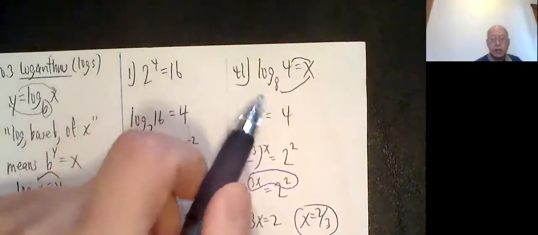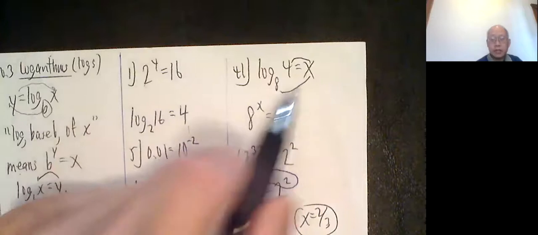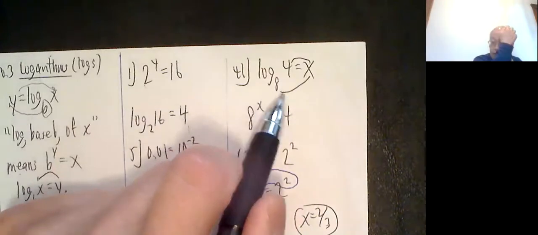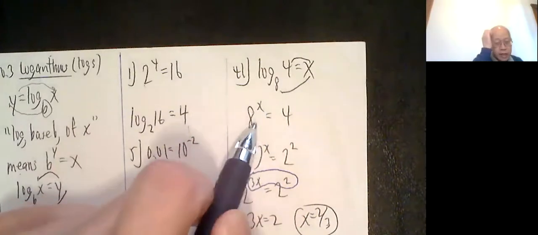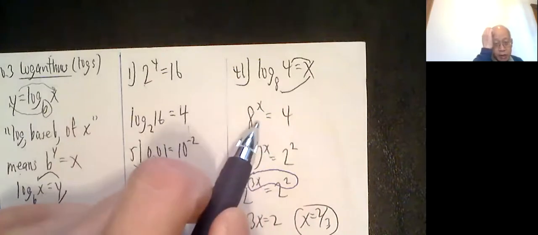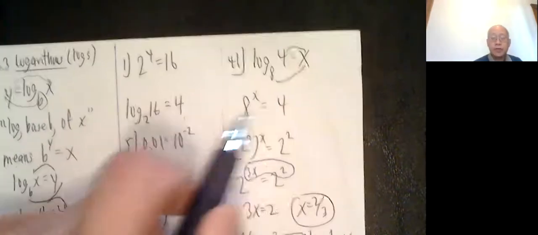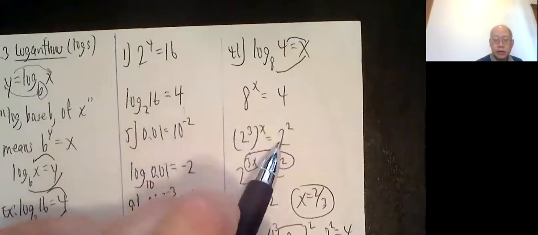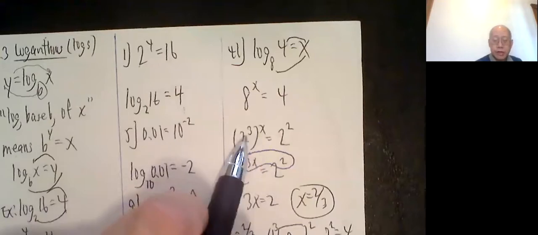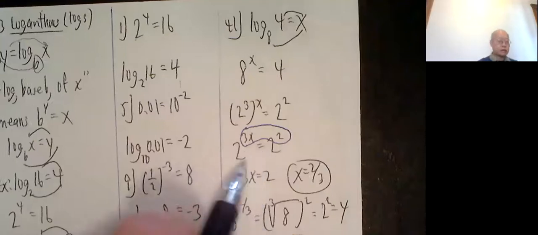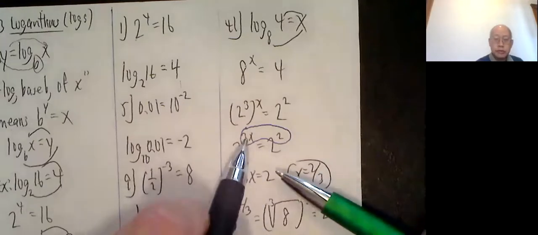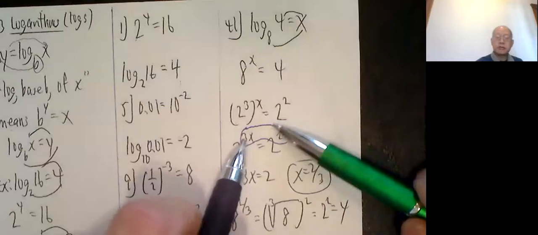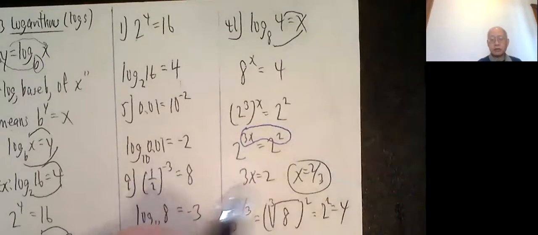Number 41 is a little bit harder. Log base 8 of 4 equals x. Unscramble it. 8 to the x power equals 4. Now we don't recognize this, but the trick is to write both of these in terms of base 2. So 8 is 2 cubed, so this is still 8 to the x. 4 is 2 squared. Now I have a rule in exponents that says I can multiply these two. 2 to the 3x equals 2 squared. So once you have 2 to something, 2 to something, these two somethings have to be equal. So 3x equals 2, x equals 2/3.